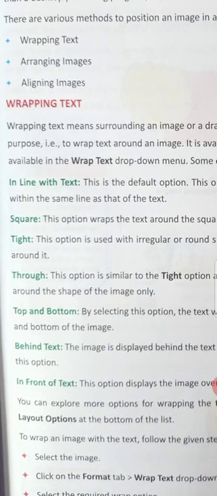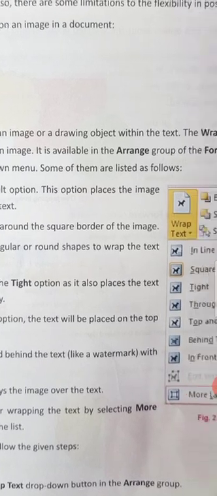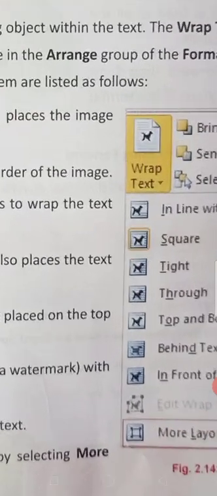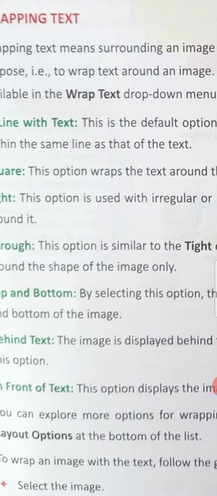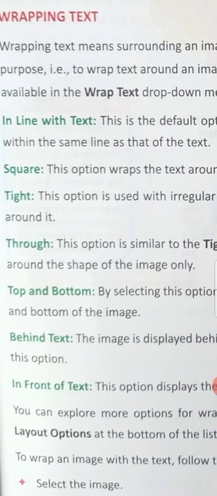Tight: this option is used with irregular or round shapes to wrap the text. In this it will give a round shape. Top and Bottom: in this our image comes in the middle, the text starts from the top and after that the bottom.